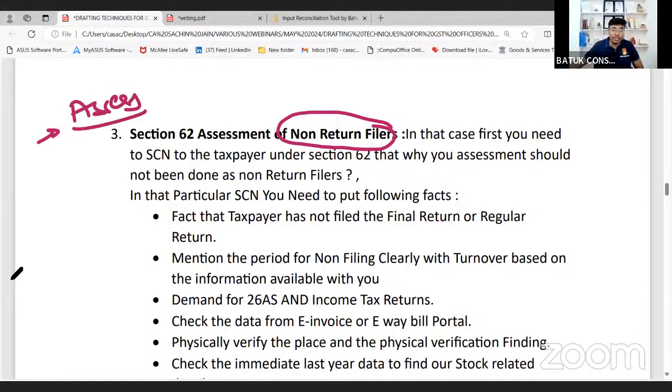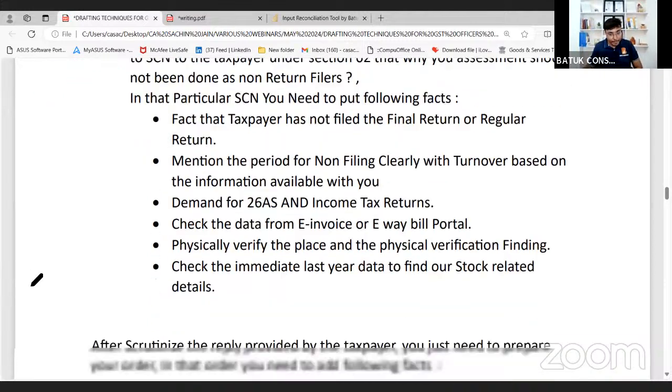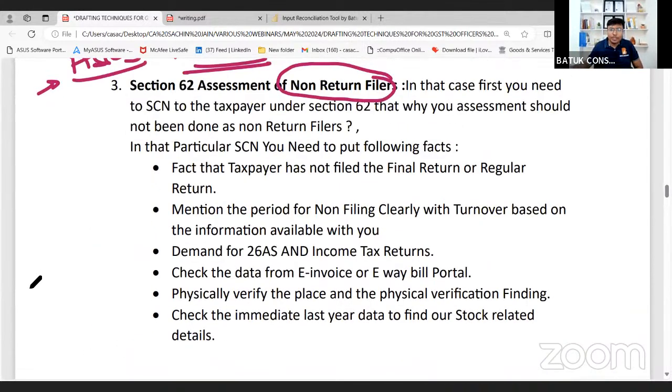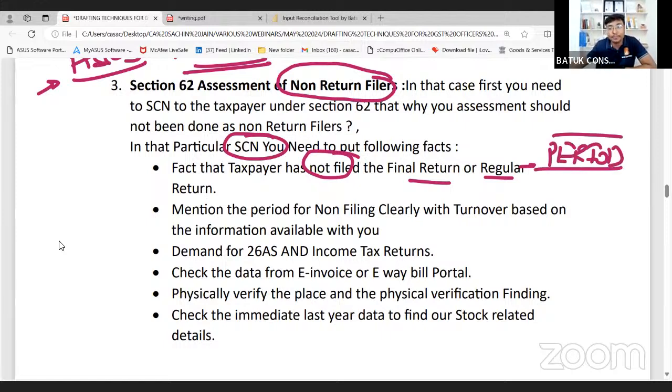But before issuing the order, the departmental authority has to issue a show cause notice to me, saying that we are deciding this liability, so why should this liability not be decided? These are the facts. So what are the things you need to consider while preparing your show cause notice, that is the important thing, and we'll discuss that as well. Okay, so now, first, you need to intimate the fact that the taxpayer has not filed the return, that is the final return or regular return. You just need to inform the period as well.